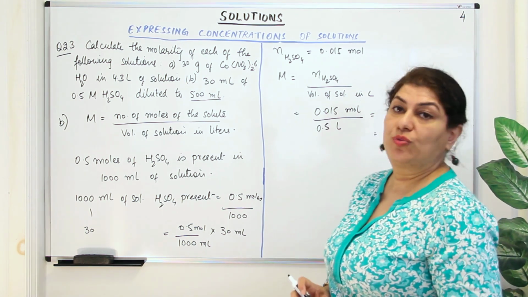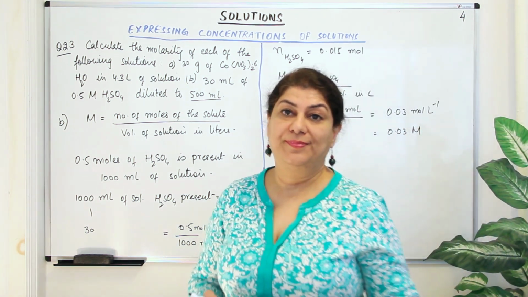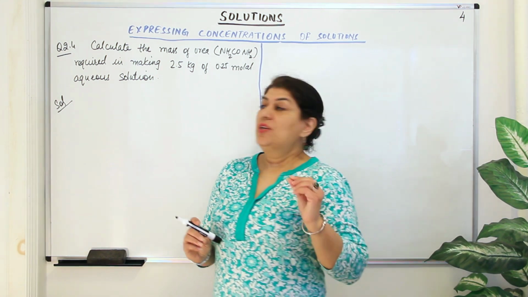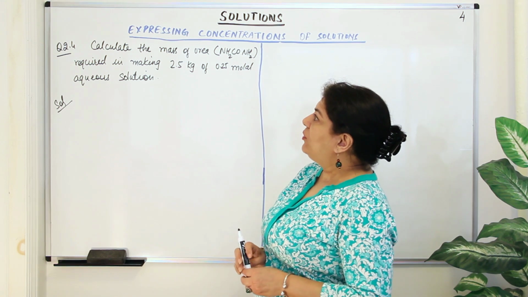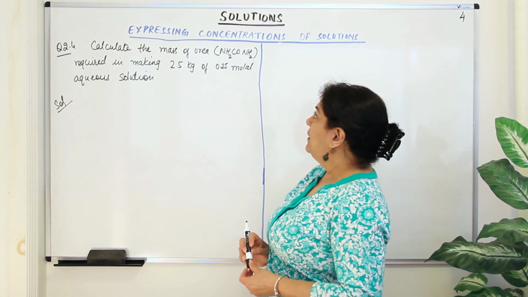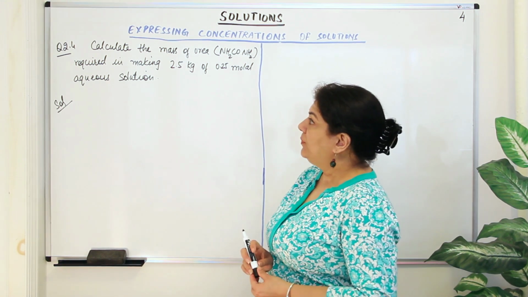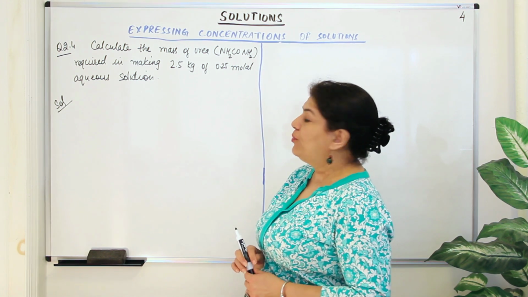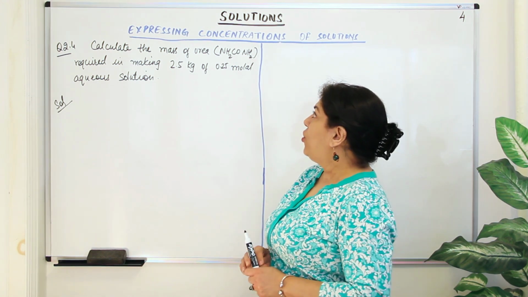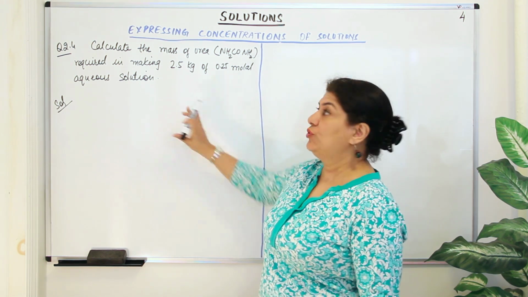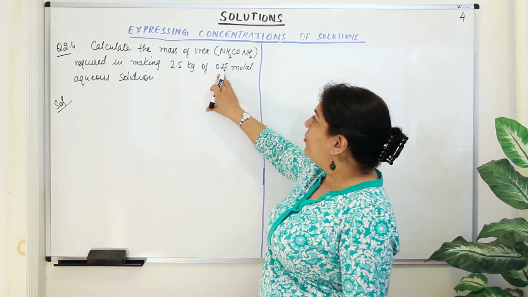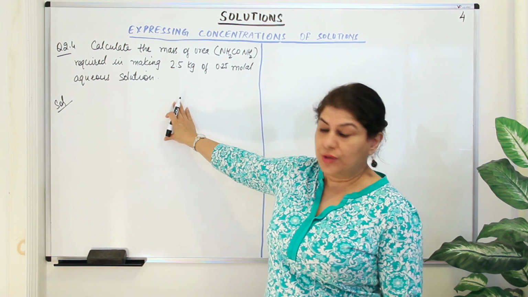So let us now come to question 2.4. Alright, so now this is question 2.4. The question reads, you have to calculate the mass of urea, that is NH2CONH2, required in making 2.5 kg of 0.25 molal aqueous solution. Now you have 0.25 molal aqueous solution.